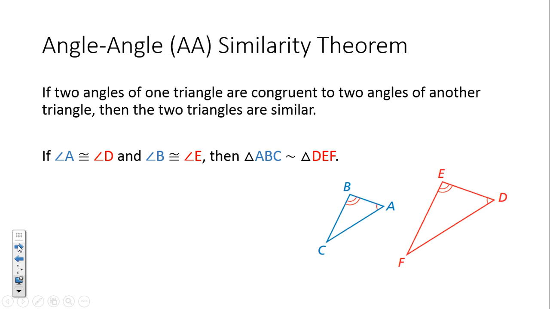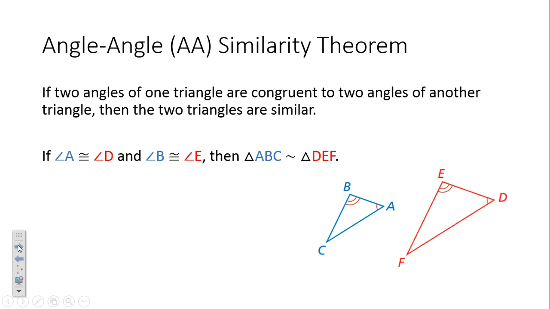Today we're going to formally state that theorem. The theorem says, and this is on the top left corner of your notes sheet, that if two angles in one triangle are congruent to two angles of another triangle, then those two triangles are similar. All it takes is two. Okay, two pairs across both triangles is enough.